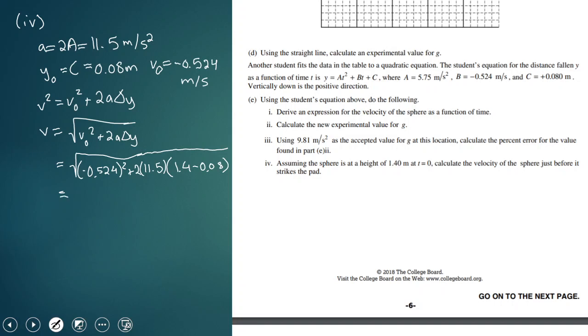And so you can do this entire thing on your calculator, and you should get something around 5, I believe. It's 0.524 squared plus 2 times 11.5 times 1.32, square root. I get 5.5348, which I can round to 5.53 in this case, or 5.54.